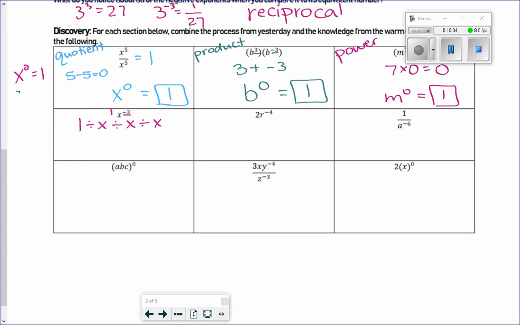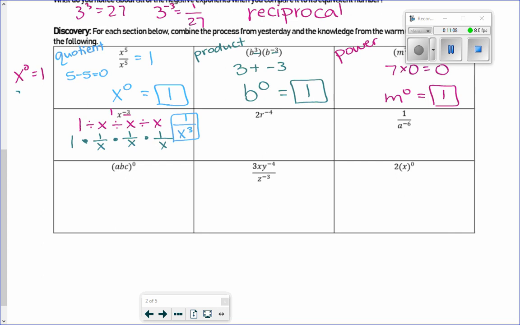Dividing by anything is the same thing as multiplying by its reciprocal. Times 1 over x, times 1 over x, times 1 over x. So I can rewrite x to the power of -3 as 1 over x to the power of a positive 3. It's the reciprocal, so it goes to the bottom of the fraction, but now it changes its exponent to a positive.